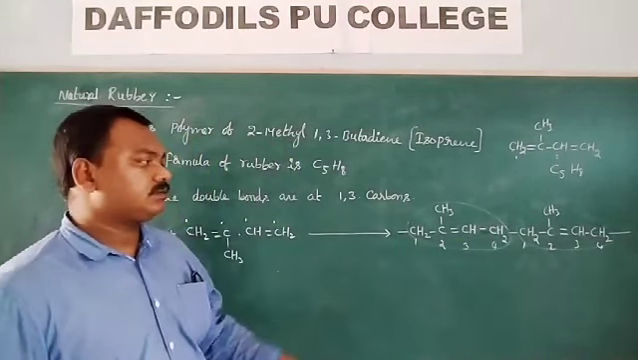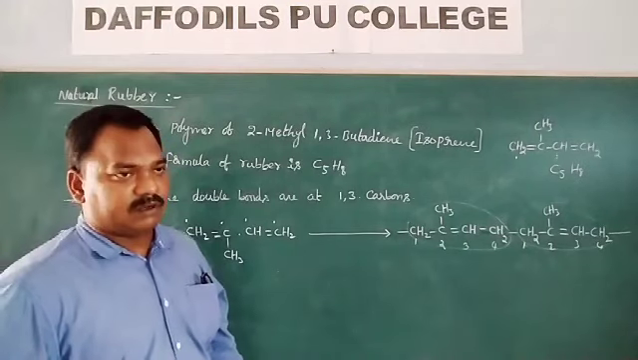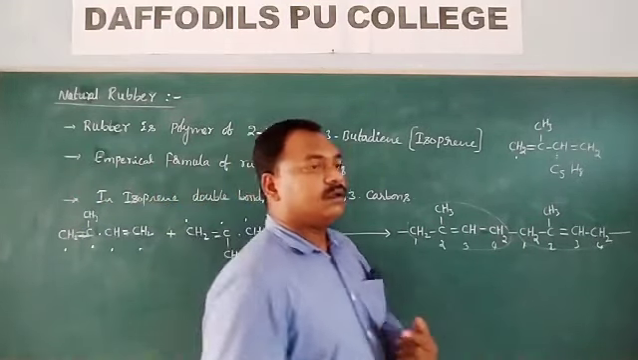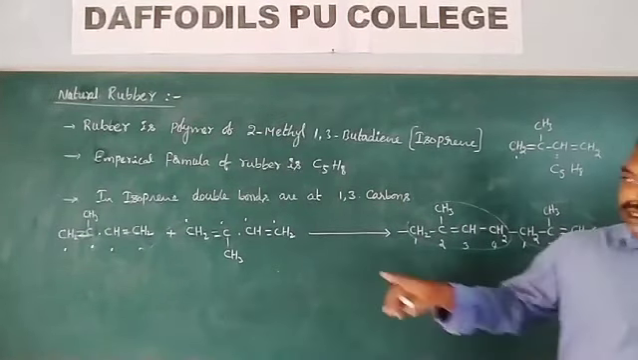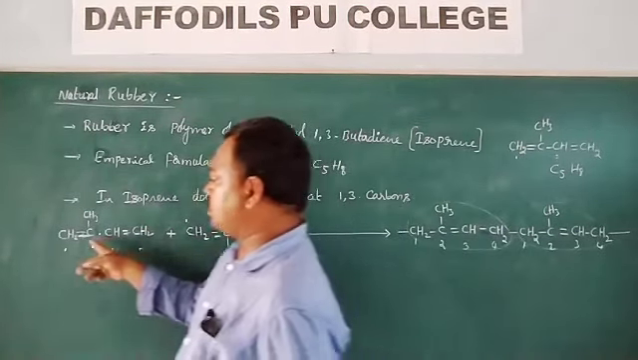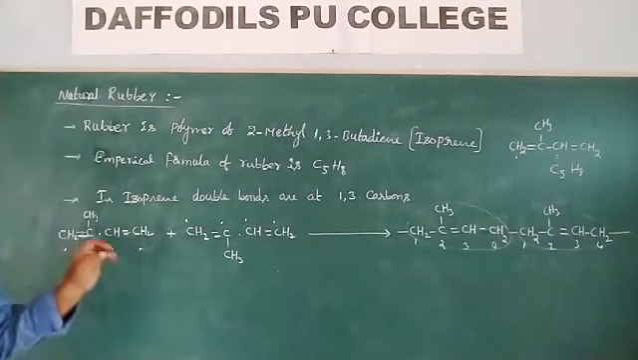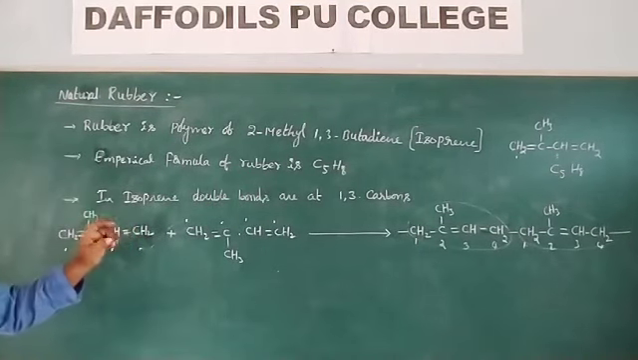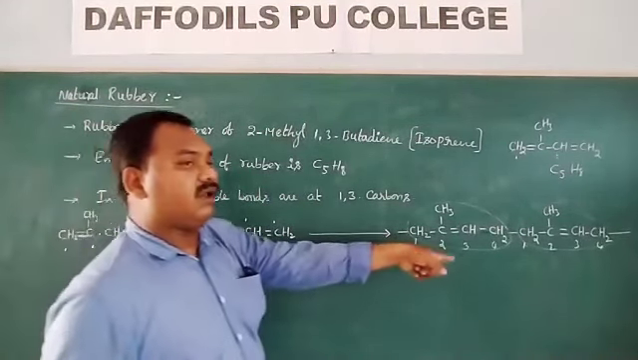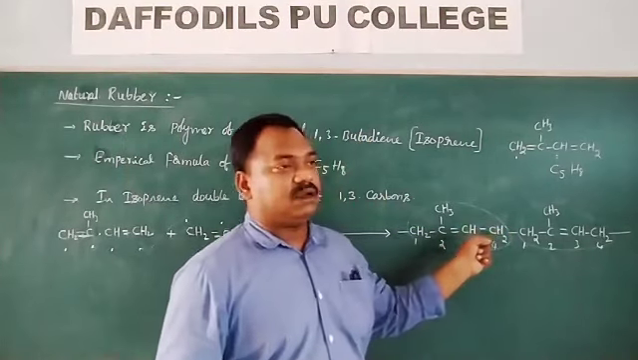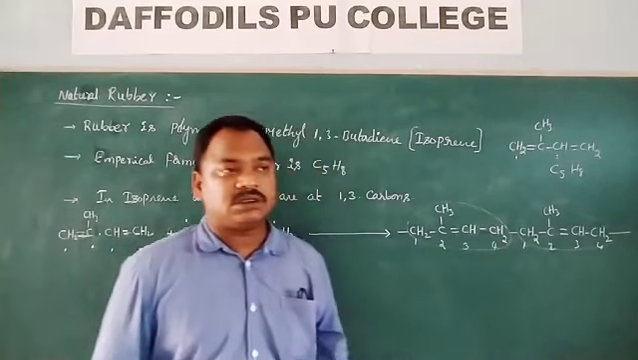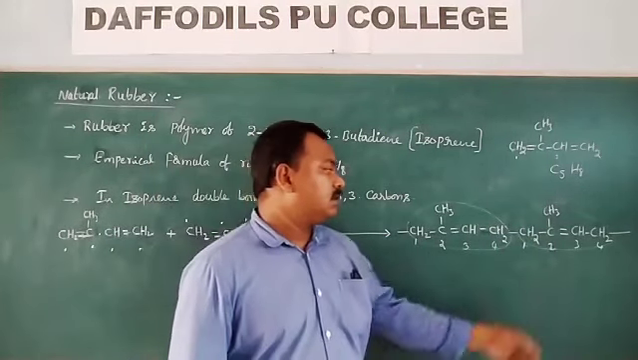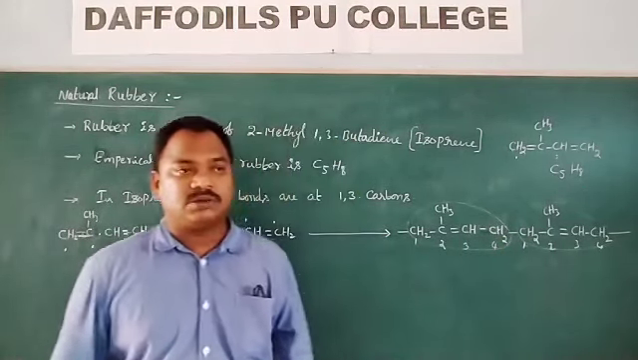Like this, rubber is formed. So what is rubber? Rubber is a polymer of isoprene units. In isoprene, what is the position of double bond? 1 and 3 carbon atoms. In rubber, what is the position of double bond? 2 and 3 carbon atoms. How are these isoprene units going to connect? They connect with the 1 and 4 carbon atoms.